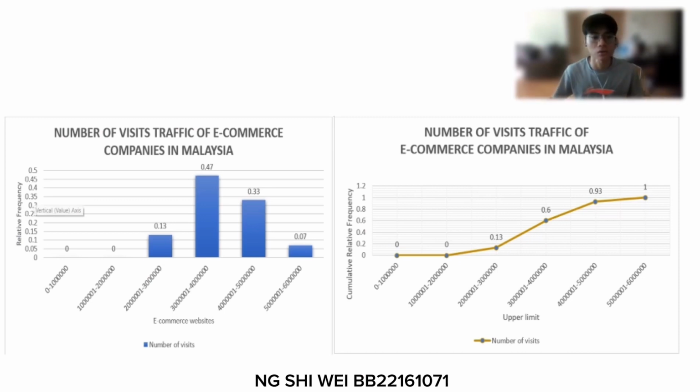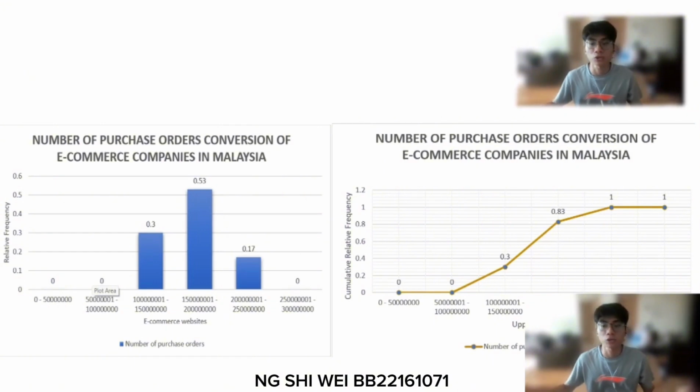This is the relative frequency graph for the number of visit traffic, and we also give a graph to show the cumulative relative frequency. For the number of purchase order conversions, the graph that we use is the same as for the number of visit traffic, but the data is based on the number of purchase orders, with the same calculations. Overall, the results of both website metrics are very different. So my point of view is that the number of purchase orders is not influenced by the number of visits.